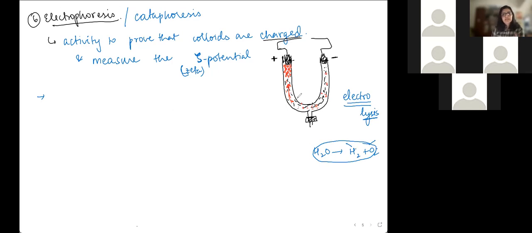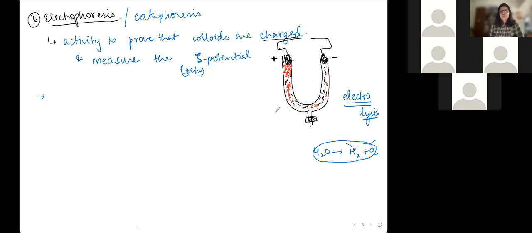Electrophoresis is simply, there is no chemical change happening in this. The colloidal particles are separating out. That's all that is happening. The composition is not changing, you're not getting completely new chemicals out of this. So this is just separation of the colloid.